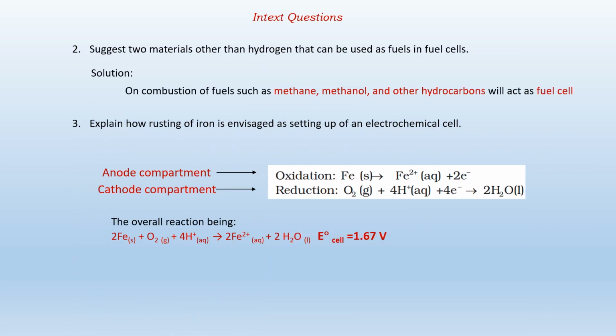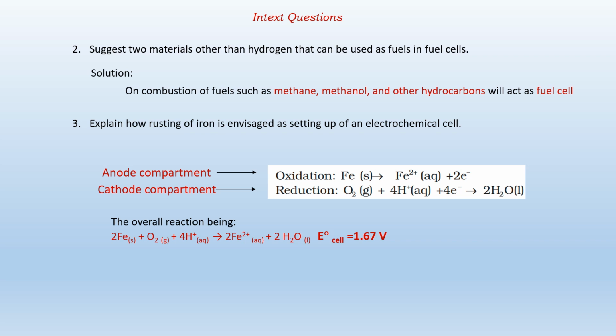Suggest two materials other than hydrogen that can be used as a fuel in a fuel cell. So they are asking for the chemical fuel for the fuel cell. We have already seen hydrogen as a fuel in the fuel cell, and methane, methanol, and other hydrocarbons can also be used for the fuel cell.